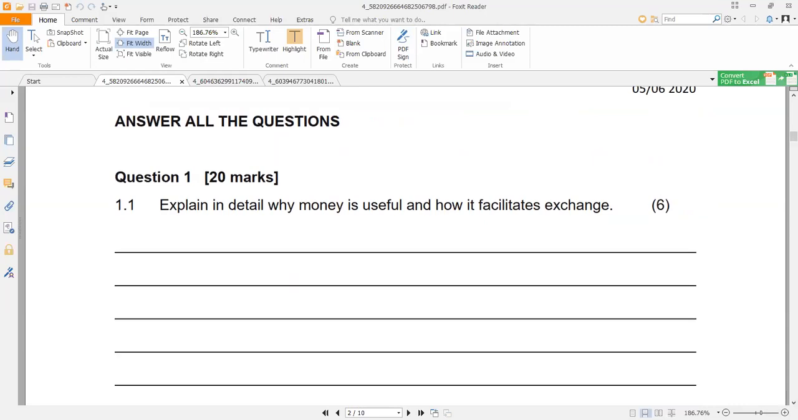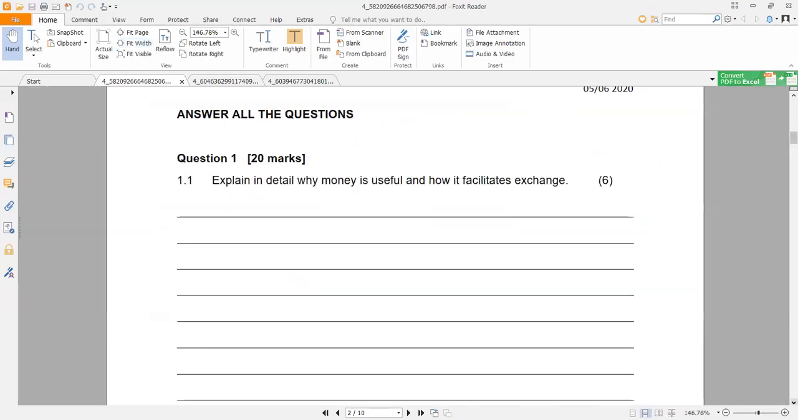For the meantime, also digest these questions: explain in detail why money is useful and how it facilitates exchange, etc. So we are just having a short break again, 2-3 minutes, while the others are joining.